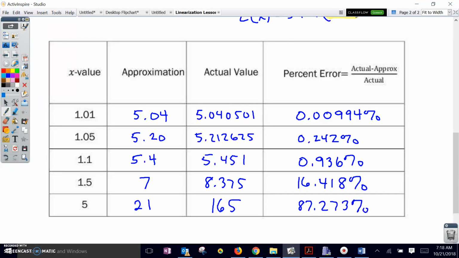It illustrates to us that very close to the center, the linearization does a great job of approximating. For these values within 1/10 of where we have our linearization set up, we get less than a 1% error. As we move out, the error starts to grow, and as we get really far, like out here at 5, the error is at a completely unacceptable level for an approximation. So this is what makes linearizations useful.